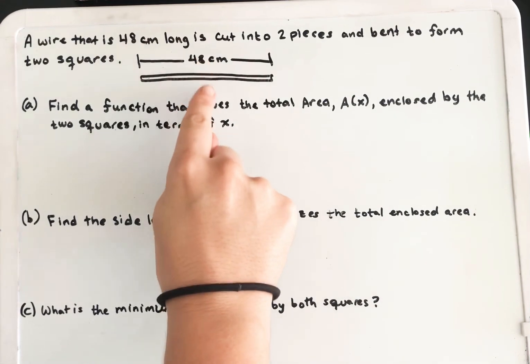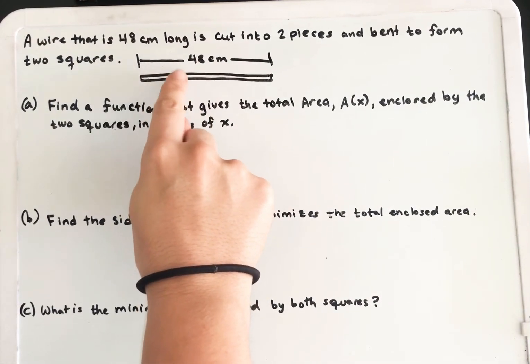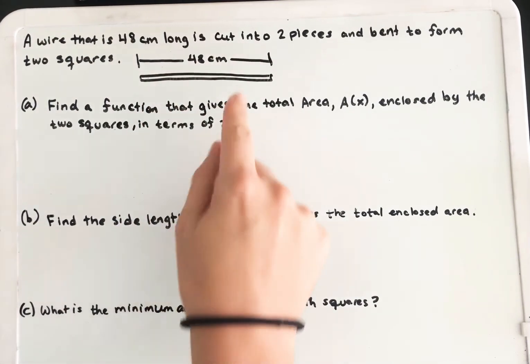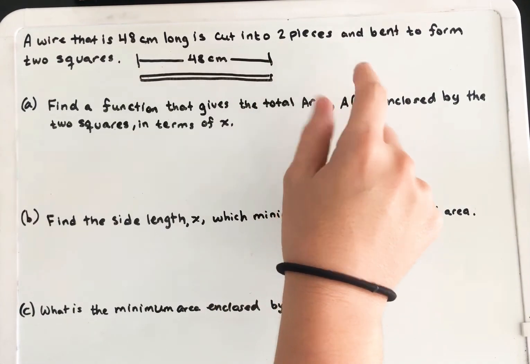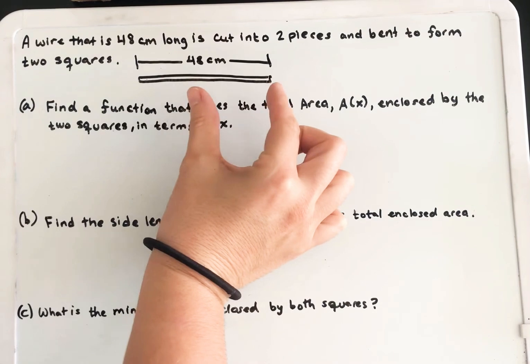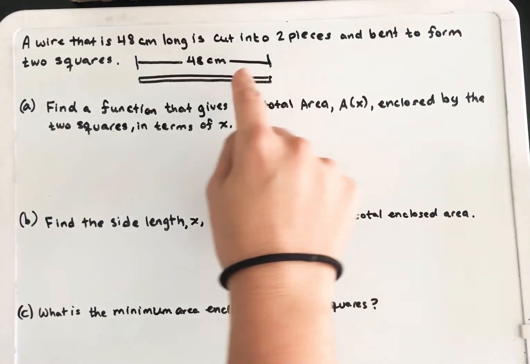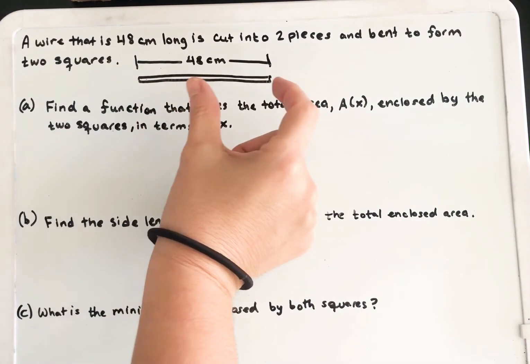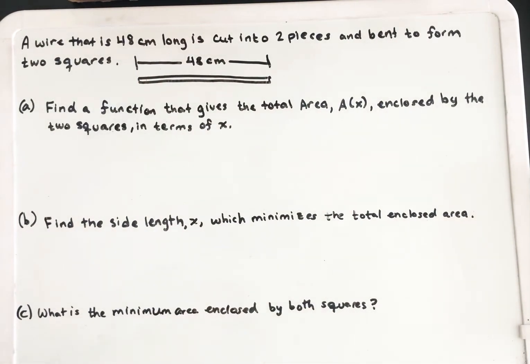So maybe we cut it in half, maybe we cut it about a third of the way. We're not really told that part. We just know it's cut into two pieces. So you have two different pieces of this wire. One is one length and the other is the other length, using the whole wire. For example, maybe you have 20 centimeters and then 28 centimeters, right? You could cut that in any way you wish.